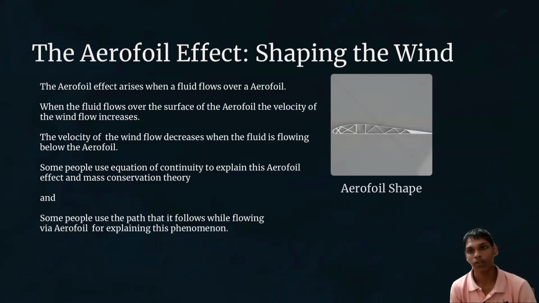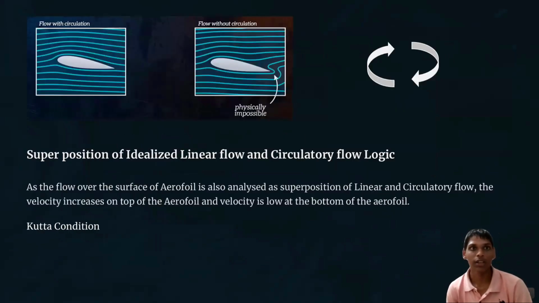Some people use the equation of continuity and mass conservation theory to explain this aerofoil effect, and some people use geometry also. You can see here, the fluid flows along the boundary. The flow with circulation is denoted in the left side figure, and flow without circulation is shown in the right side figure. Flow without circulation is an idealized case.